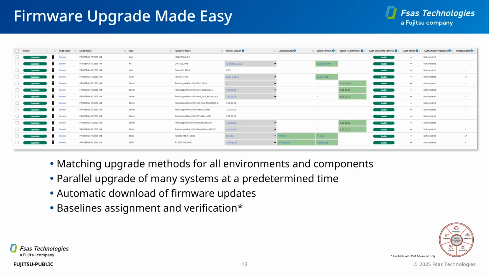Keeping your firmware up to date is essential for security and performance. ISM simplifies this process with matching upgrade methods for all environments and components. You can perform parallel upgrades of many systems at a predetermined time, and ISM can automatically download firmware updates from our global repository. The baseline assignment and verification feature ensures that your systems are running the correct firmware versions supported by your applications.